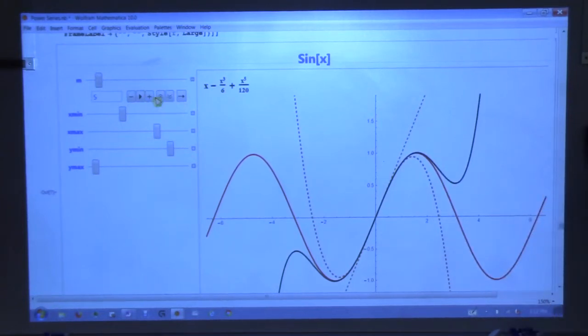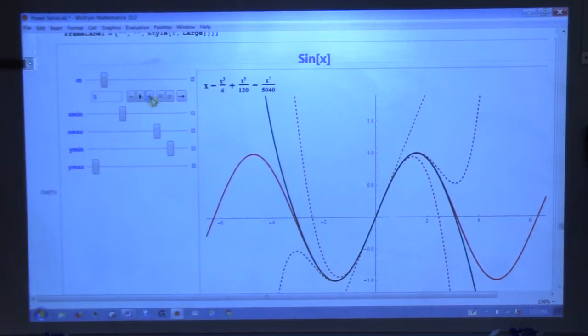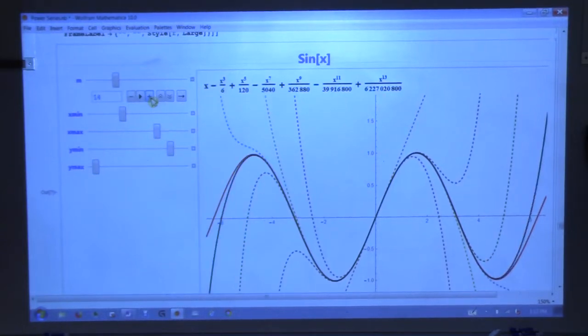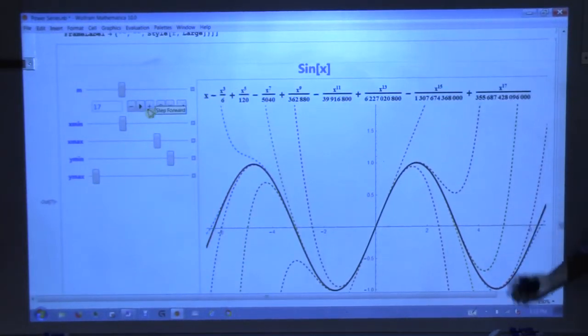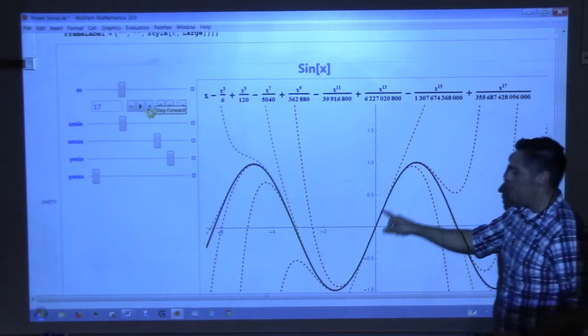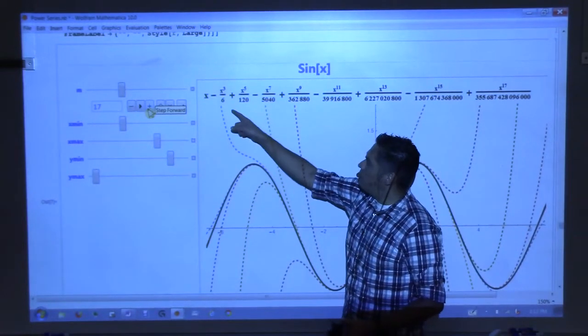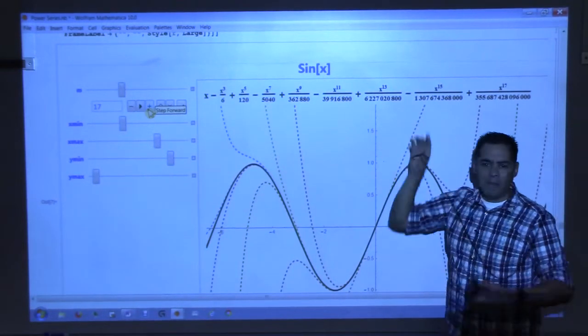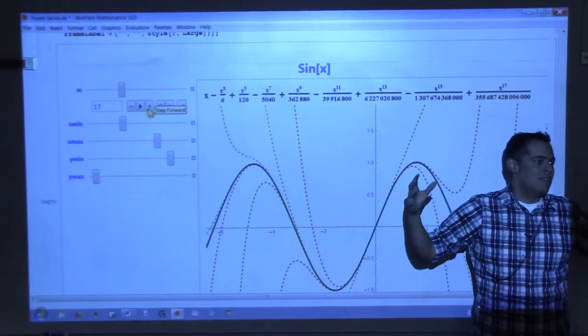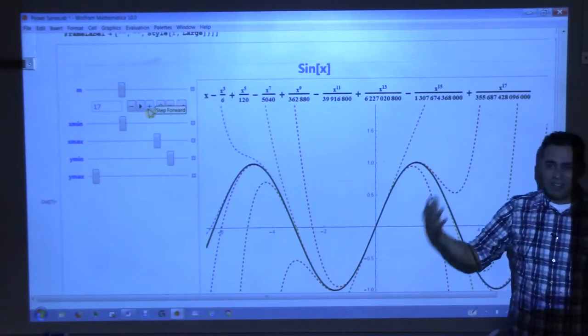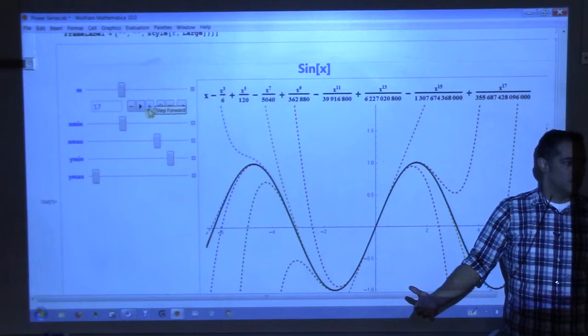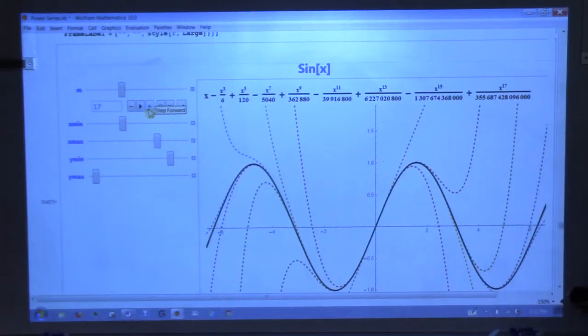And now I keep going, and just watch the black function as it marches its way out and starts to cover up the red function. Isn't that amazing? I think that's amazing. You're basically taking a sine curve and fitting an infinite polynomial over it. And basically, if this goes out to infinity, they're the same function. That's pretty cool. And you can do that with any function.